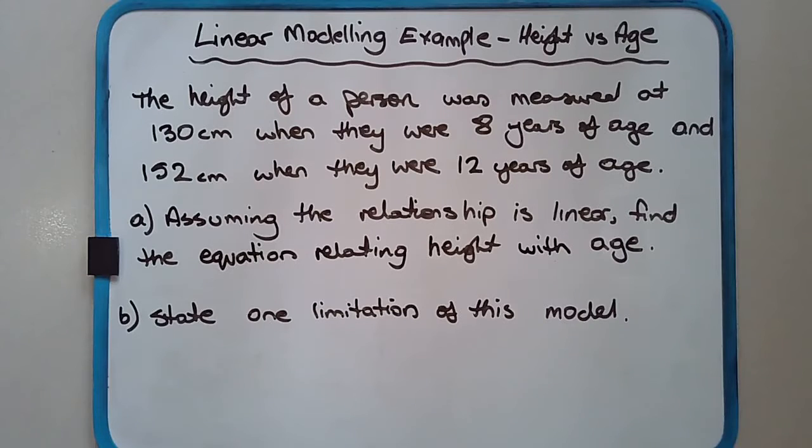I'm going to look at another example involving linear modeling, and this one actually came up recently in a discussion, and it was height versus age of a person. And I guess the main question was, what is the limitation of the mathematical model that we came up with? And of course, there are limitations to this. But let's go through the example first.